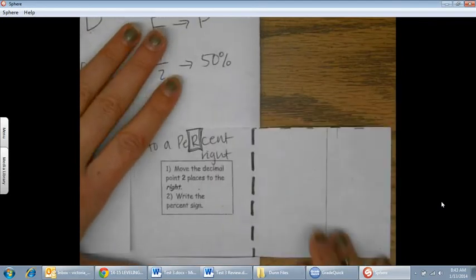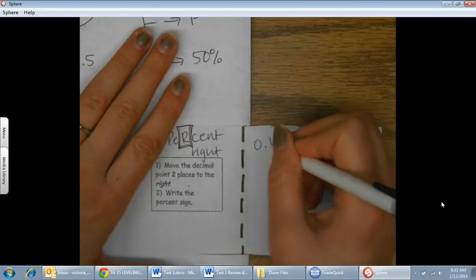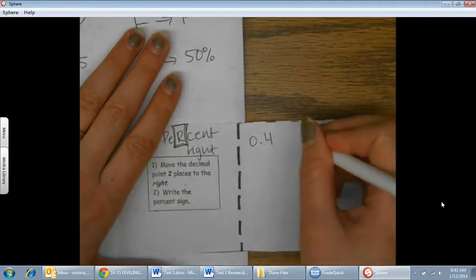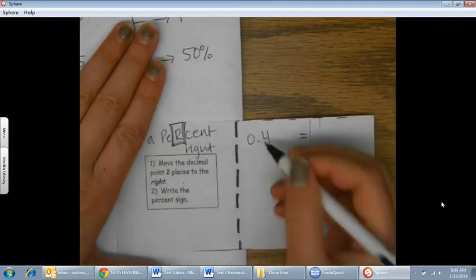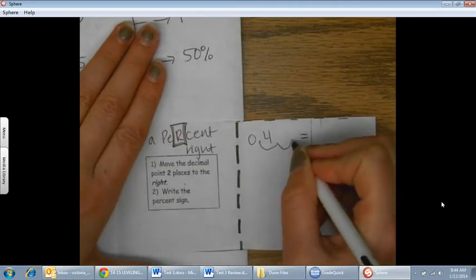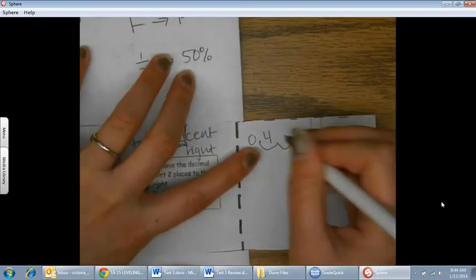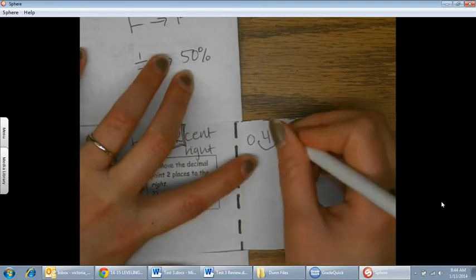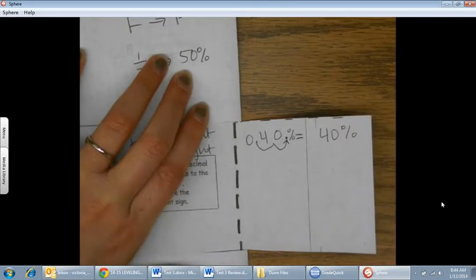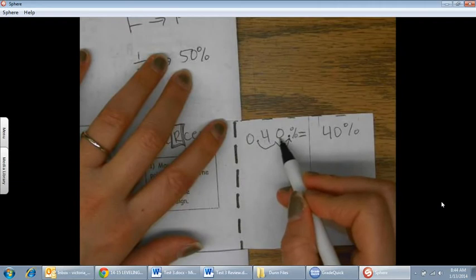Alright, so, for example, 0.4, right, is going to become what percent? Well, we move it 2 places to the right. Here's one place. I have to go 2 places, so here's another place. I put my decimal, and then I add my percent sign. Well, if there's a hole here, I have to fill it in, which means I'm going to have 40%. And you know that 4/10 is equal to 40 hundredths, which is equal to 40%.